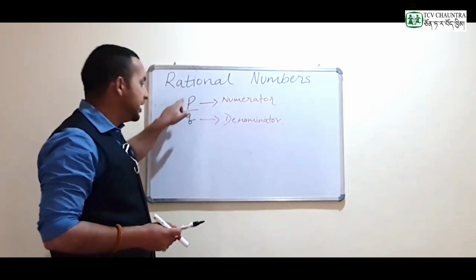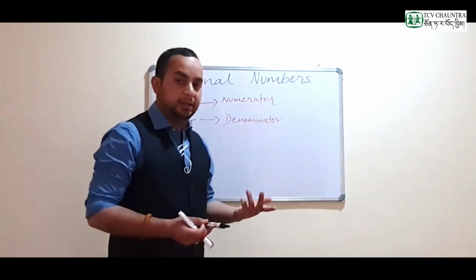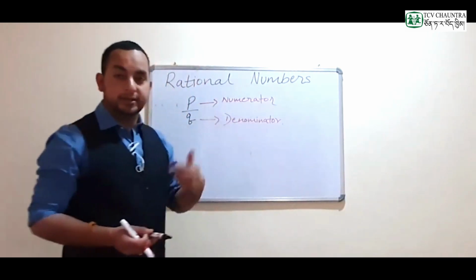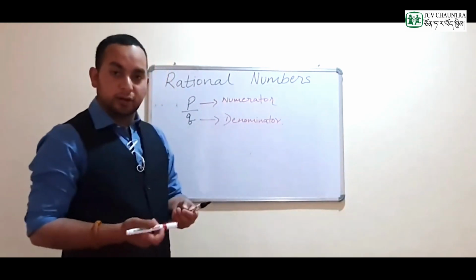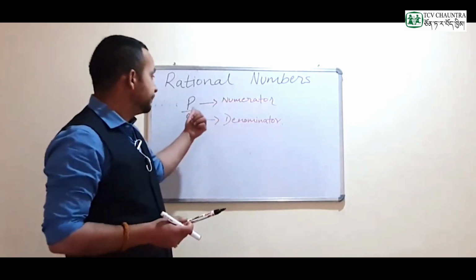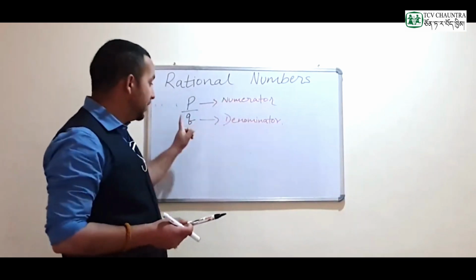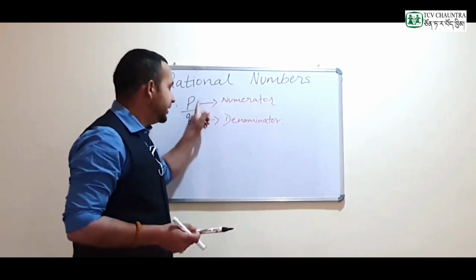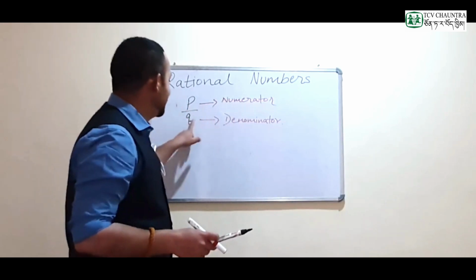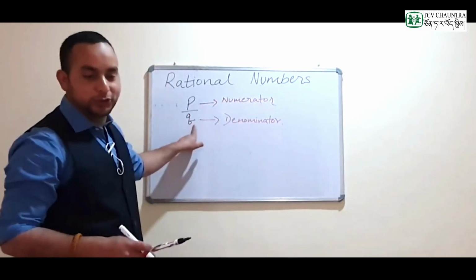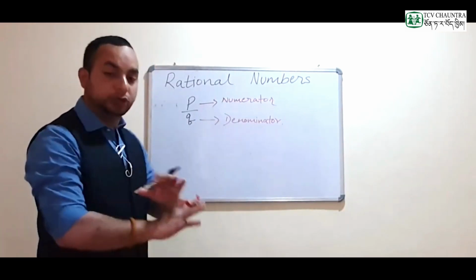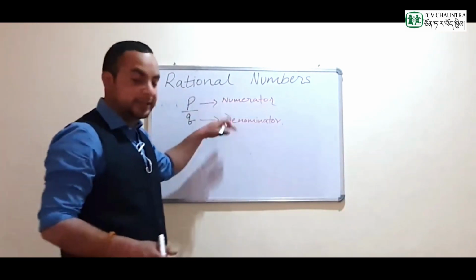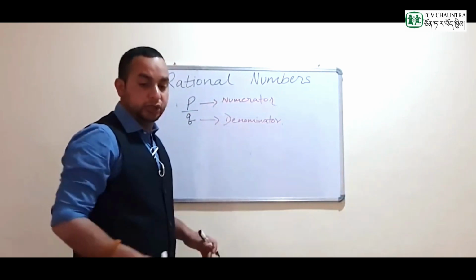Both p and q are integers. Integers means positive numbers, negative numbers, and 0 is also included. So this is the definition of a rational number, but in the definition your q should not be 0. Remember that your denominator should not be 0. You can keep the numerator as 0, but your denominator should not be 0.